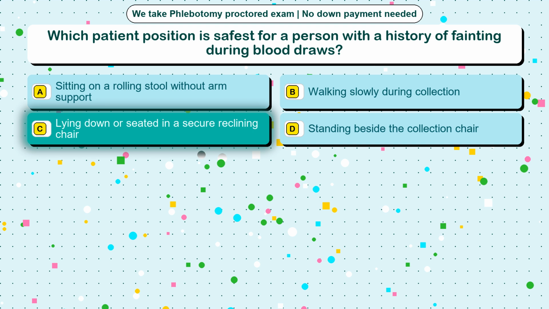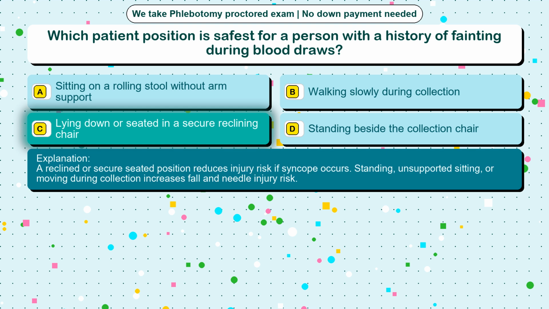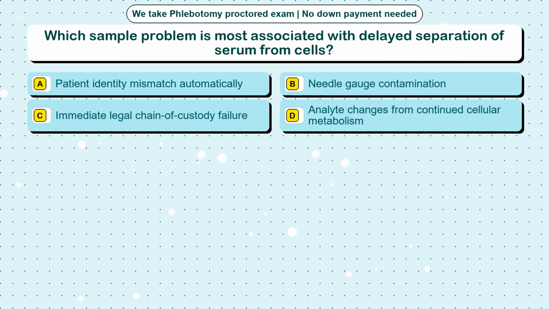The correct answer is option C. Lying down or seated in a secure reclining chair. A reclined or secure seated position reduces injury risk if syncope occurs. Standing, unsupported sitting, or moving during collection increases fall and needle injury risk. Question 41. Which sample problem is most associated with delayed separation of serum from cells?